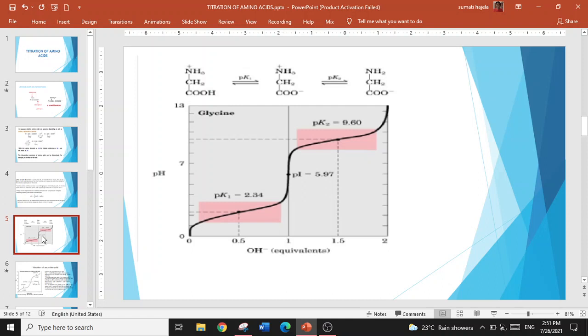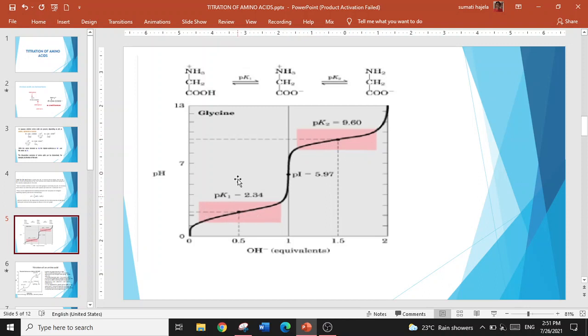Here, 0.1 molar NaOH equivalents are added, and the plot has two distinct stages, each corresponding to removal of one proton. This is one stage and this is the second stage.